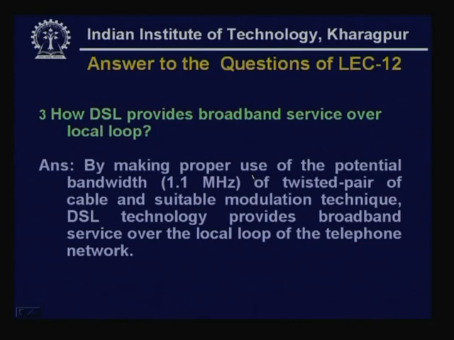Third question was, how does DSL provide broadband service over the local loop? As we know, the twisted pair is used in the local loop, which has a bandwidth of 1.1 megahertz. So, by using a suitable modulation technique, it is possible to provide broadband service over the local loop of the telephone network, that we have already discussed in detail. The filter that is commonly used in the telephone network is removed, and with a suitable modulation technique, it is possible to provide that broadband service in DSL.